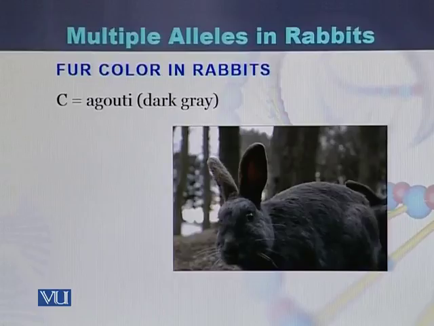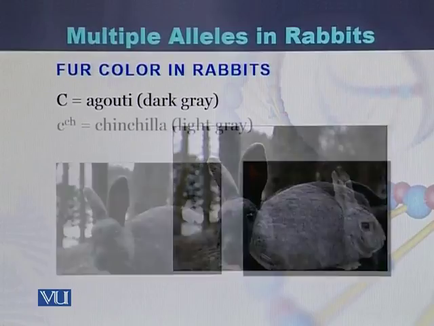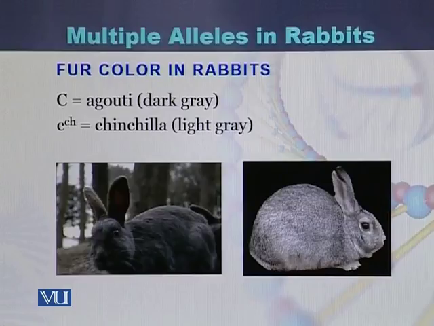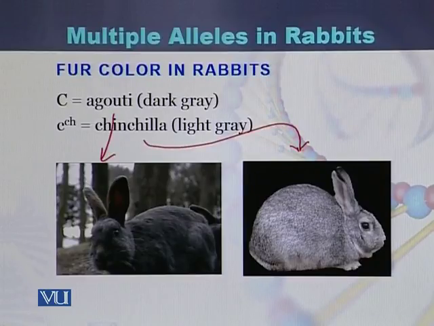Here we can see that if the fur color in the rabbits is dark gray, which is also called agouti, there is a C allele of a gene that controls the dark gray fur color in the rabbits. In this example, C is for the agouti. If there is the C allele, then it will be agouti, while if there is the CH allele, then it will be chinchilla color. So this is the chinchilla color and this is the agouti color.